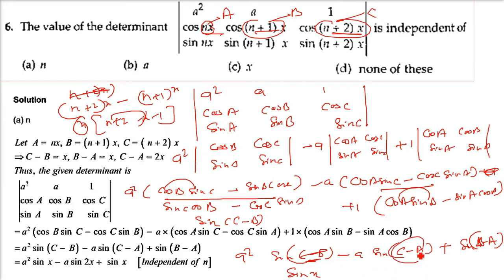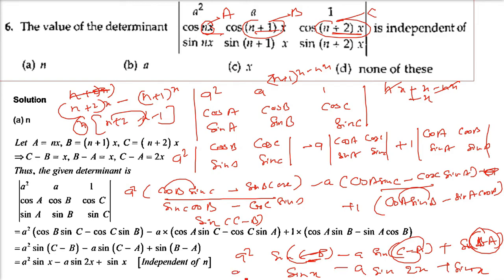Similarly, C minus A will give you 2x. B minus A is going to be x. Just subtract these because we already assumed it. So I'm just subtracting (n plus 1)x minus nx. So when we have (n plus 1)x minus nx, it will again be 1, or you can say x. Again, the n is not there. In all of these, you'll get A square sin x minus A sin 2x plus sin x. So finally, we can conclude that this is actually independent of n. There is no n here. So what will be the answer? The answer is A.